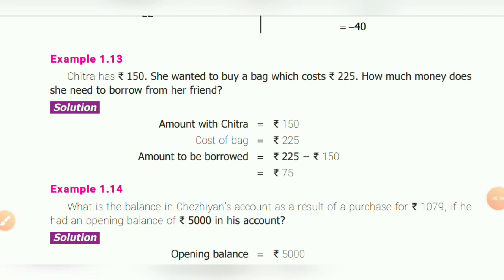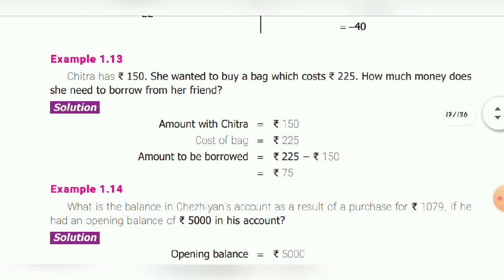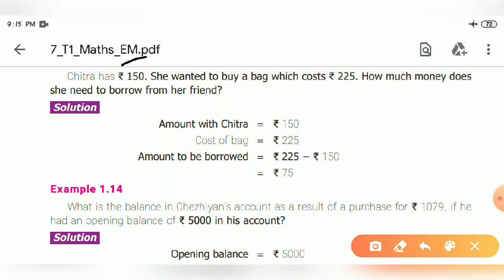Example 1.13. Chitra has rupees 150. She wanted to buy a bag which costs rupees 225. How much money does she need to borrow from her friend? First, listen to the question. Chitra has rupees 150 only, so the amount she had is 150. But the cost of the bag is 225. The cost of the bag is higher than the amount she had, so she decided to borrow some amount from her friend.